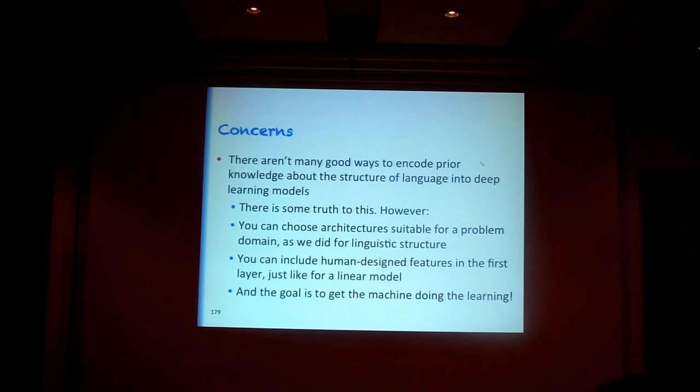Here's another concern that's connected to something we discussed a bit earlier about encoding prior knowledge and the structure of language. It's true that there's not an obvious way, but there's a lot of freedom at the same time. You can choose architectures, and we've talked about a few choices, that make sense for your problem and your domain, based on the linguistic prior knowledge that you have. You can include human-designed features in the first layer, just like you do for a linear model. And keep in mind that the goal of the whole thing is to learn the representation. So let's take advantage of that.